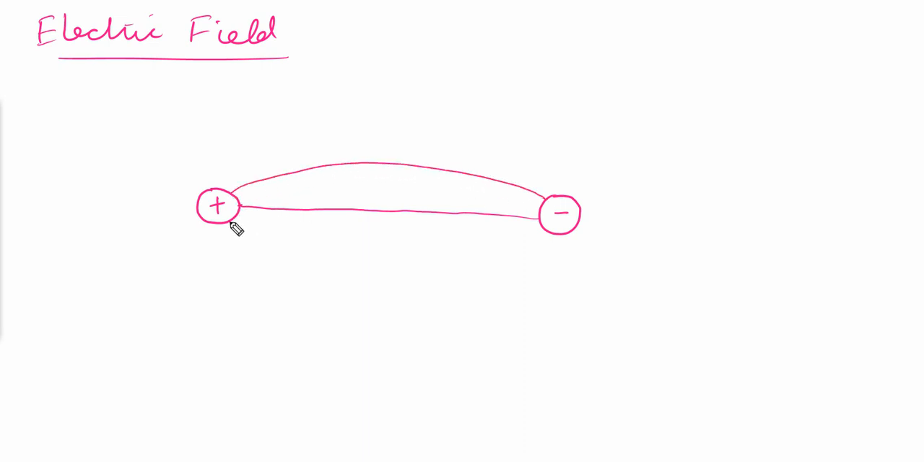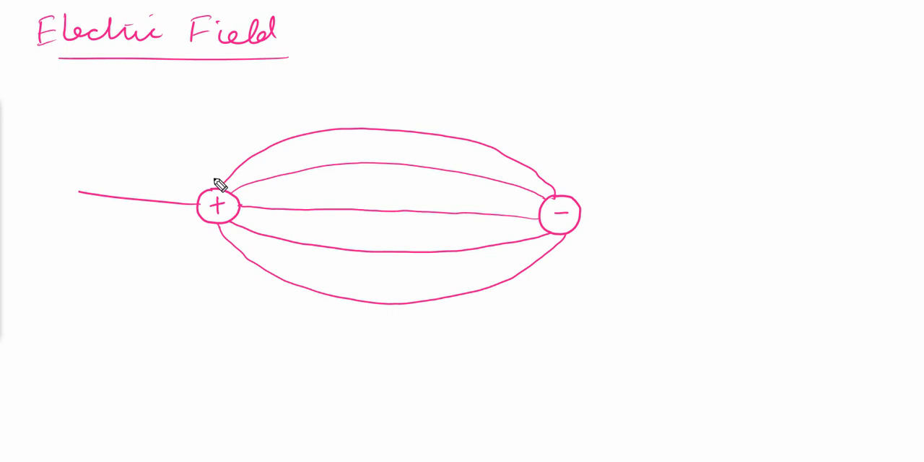Alright, so let's suppose we have a positive charge and a negative charge. We represent the electric field by the electric field lines, and the electric field lines start off from the positive charge and end at the negative charge. So they'll start off from here and end at the negative charge like this. They are starting off from the positive charge and ending at the negative charge.